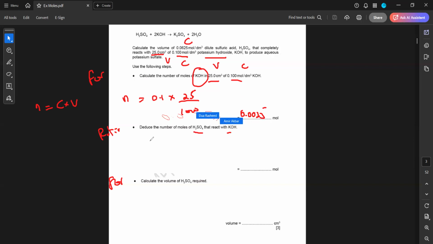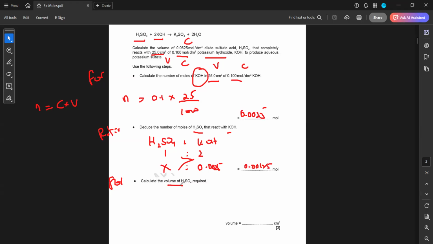So we use a ratio. We'll take a ratio between sulfuric acid and potassium hydroxide. According to the equation, 1 reacted with 2. So 1:2 is the ratio. If we have 0.0025 moles, how many moles will there be? X. Cross multiply. So this will be divided by 2. So it will be 0.00125.